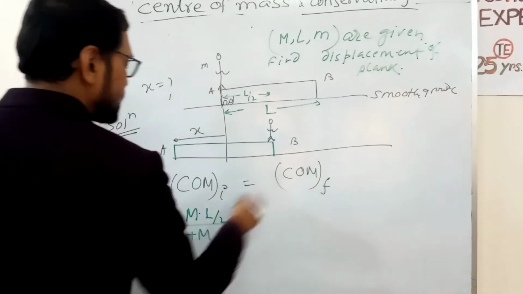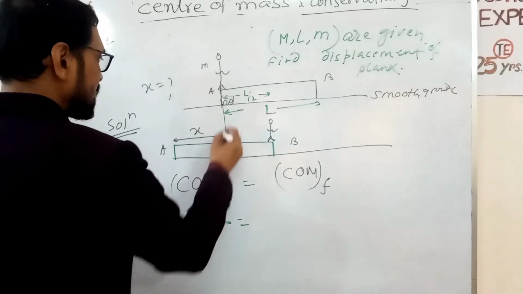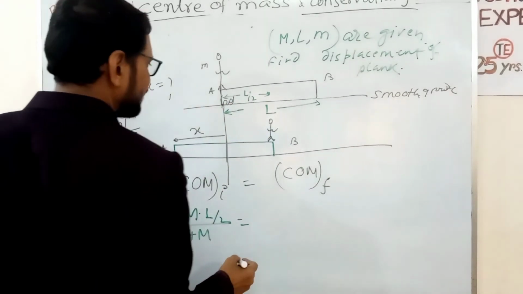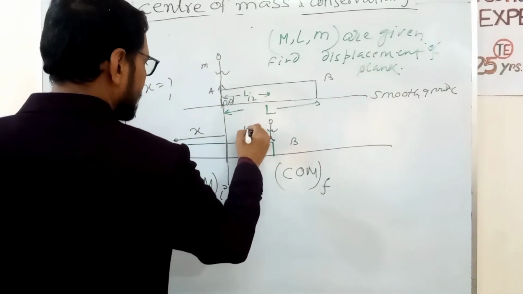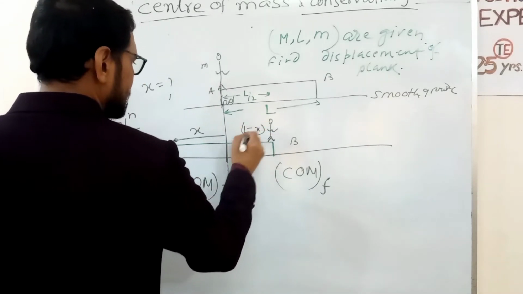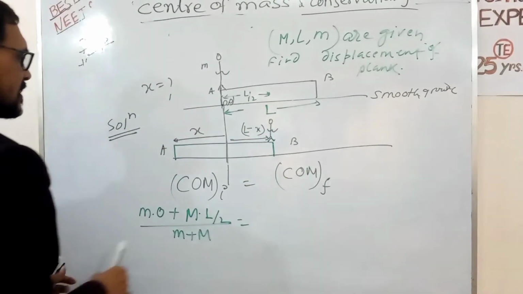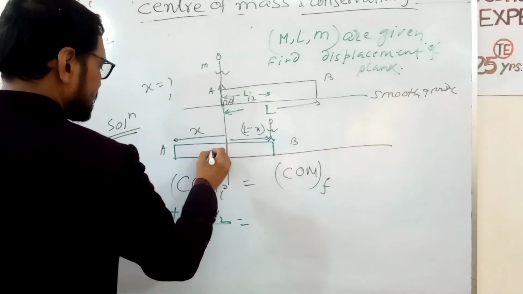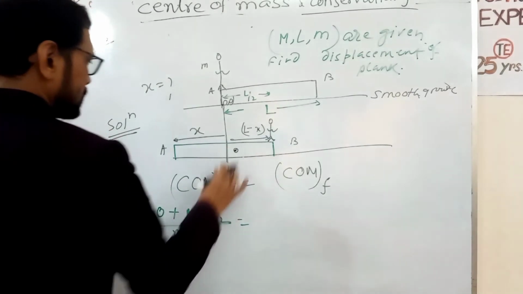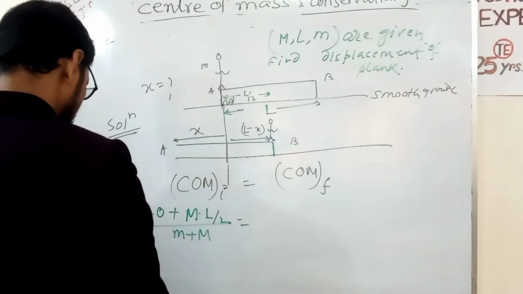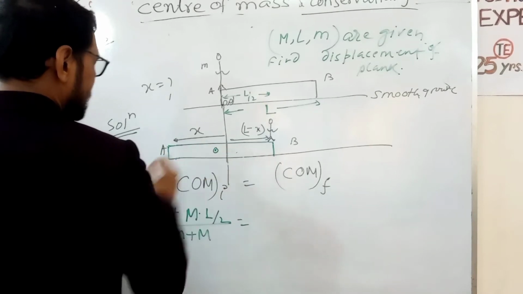This is equal to the final system. Suppose the man is here. We take the position from this line. This is the total length L and this is X, so this length is L minus X, because the total length is L. Now suppose the center of mass is here, in the middle portion.